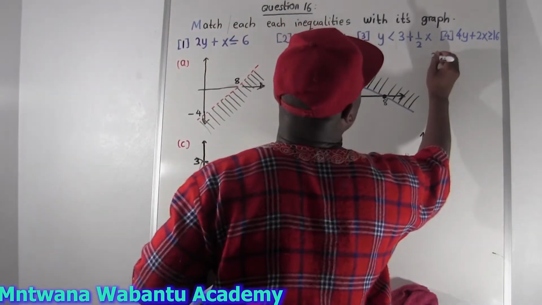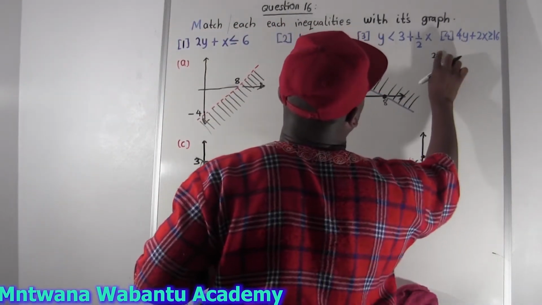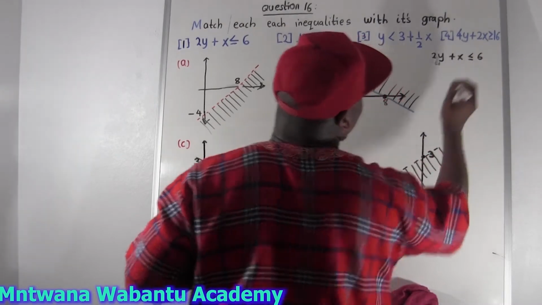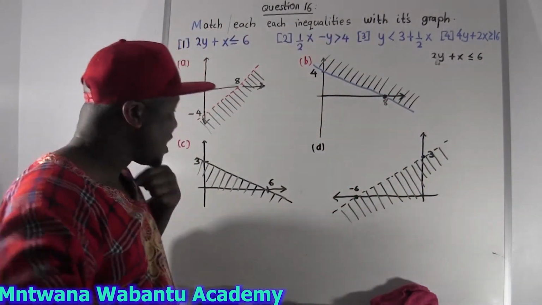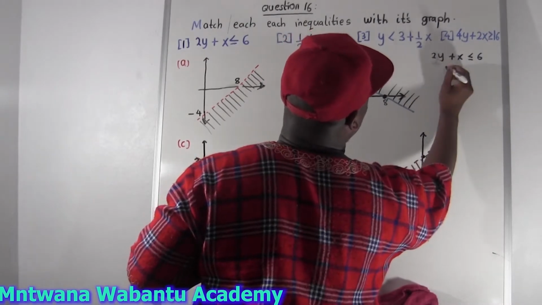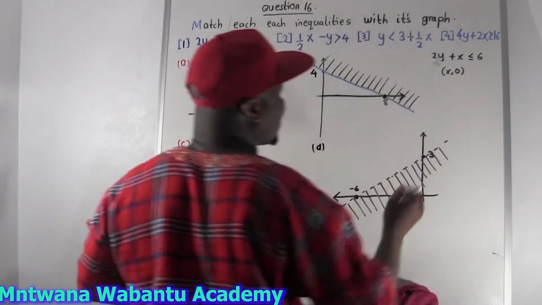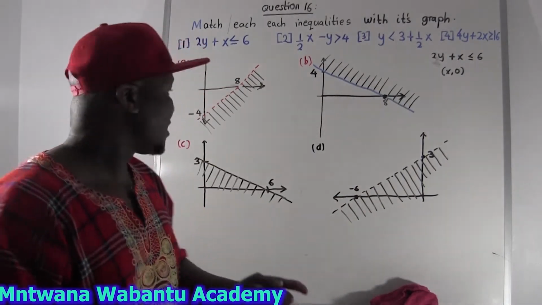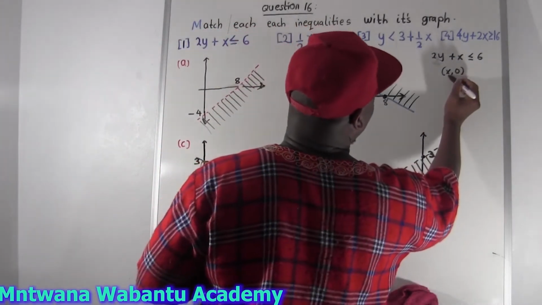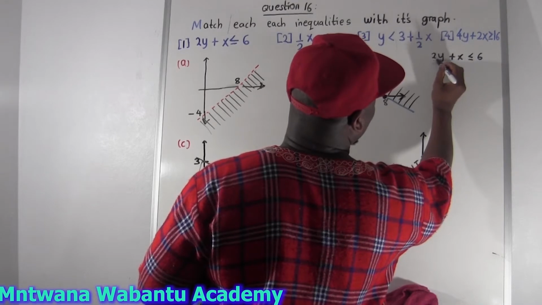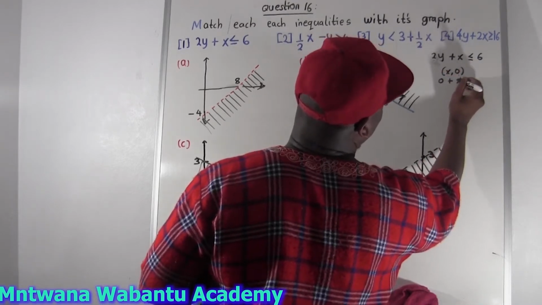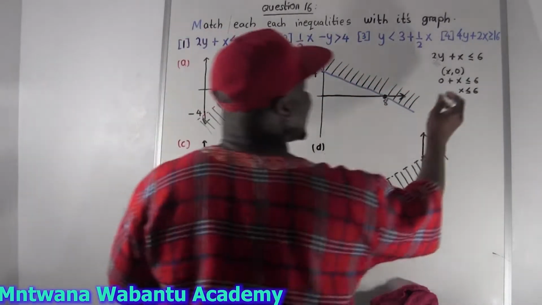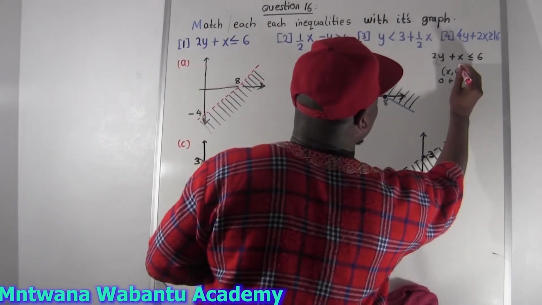For the first one, we have 2y plus x less than or equal to 6. Whenever we find the x-intercept, y equals 0. What does intercept mean? It's where it cuts the x-axis, which means y equals 0. So this is 2 times 0, which equals 0, plus x less than or equal to 6. So x equals 6. The x-intercept equals 6.